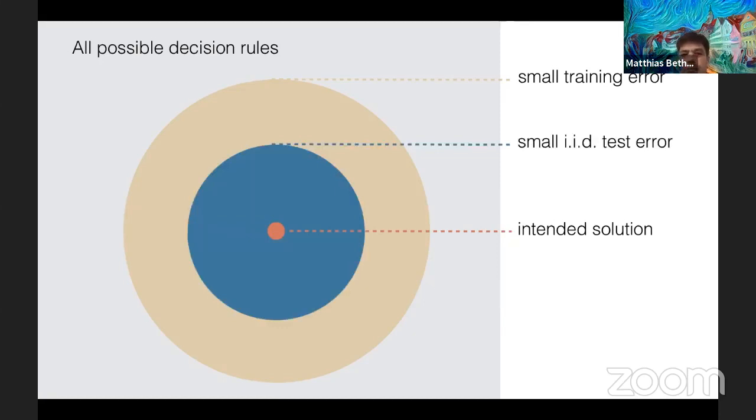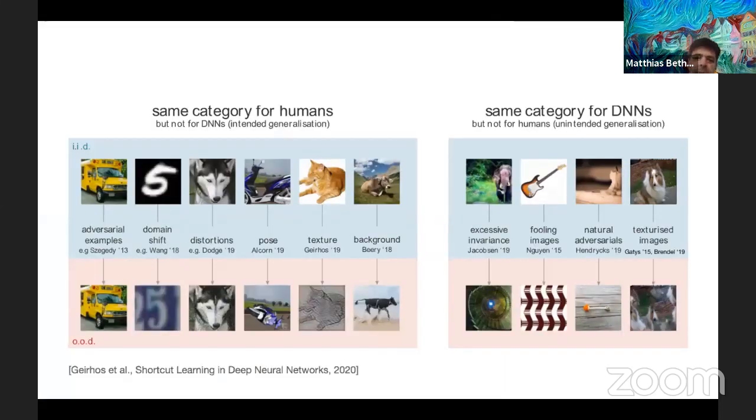And this reduces the set of possible decision rules quite strongly, but it doesn't mean that all decision rules that have the same small test error are actually equal to the intended solution. And so there are many, many examples for this. Adversarial examples, obviously, are a very striking difference between human perception and machine perception, but there are also examples with domain shifts, where noise sensitivity for images for machines is often much stronger and different from humans. Machines tend to look more at texture than at shape, or are very sensitive to background information, and so on.